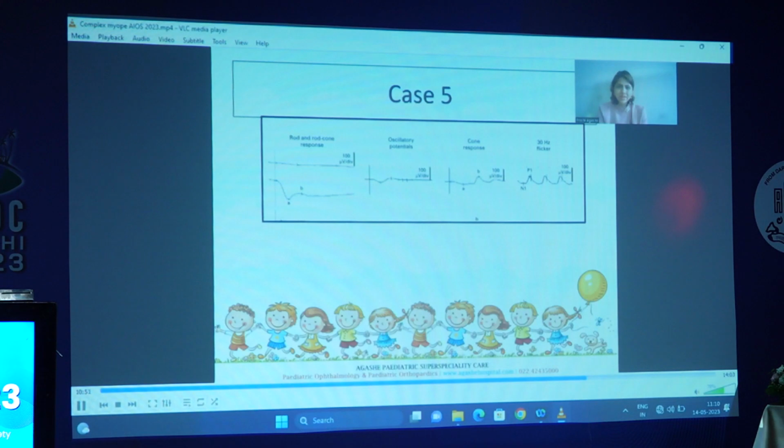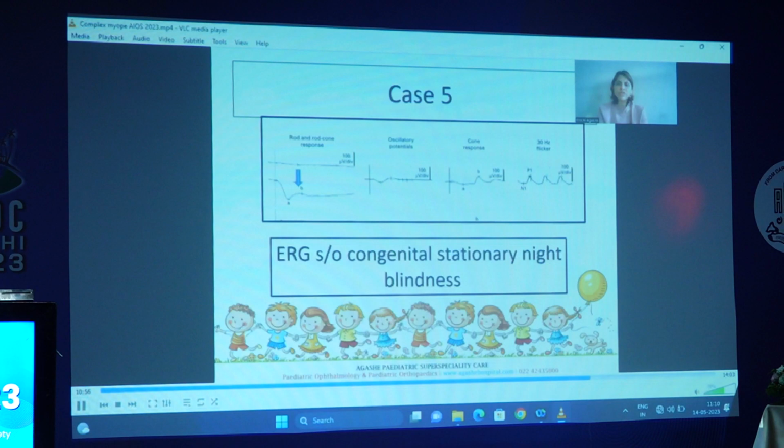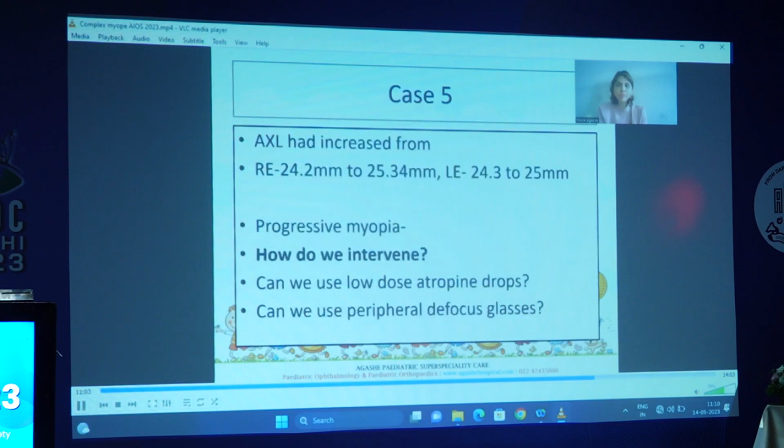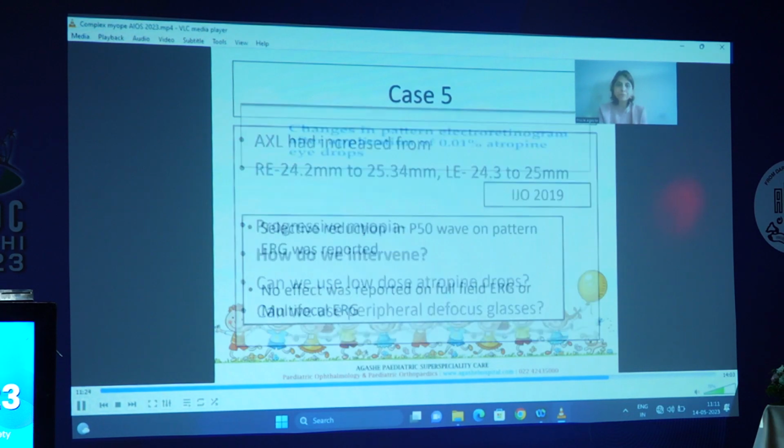In view of the night blindness, an ERG was done which showed an attenuated B wave, suggestive of a diagnosis of congenital stationary night blindness. Now, in this view, our regular options of myopia control are there. The axial length had progressed as was documented by the measurement. Now, how do we intervene for these kids? Can we use low-dose atropine drops, or do we prefer to use the optical method, by using, say, peripheral defocus glasses or orthokeratology?